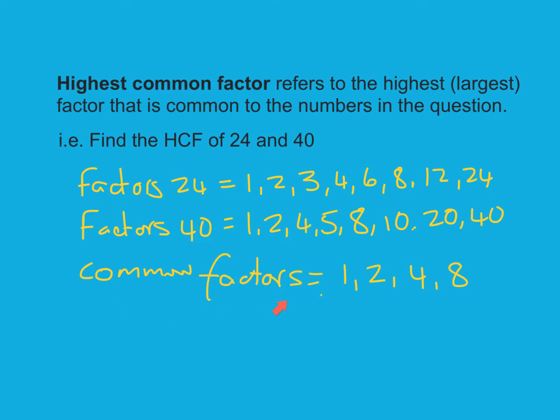So having a look at all of our common factors, what is the highest number here? And I'm sure you all agree that it is the number 8. Therefore, the highest common factor of 24 and 40 is 8. Well done.